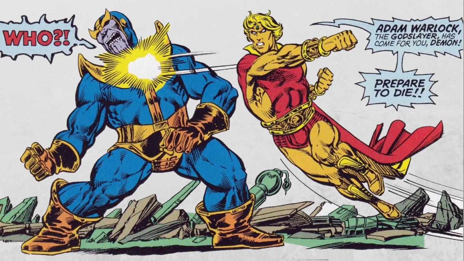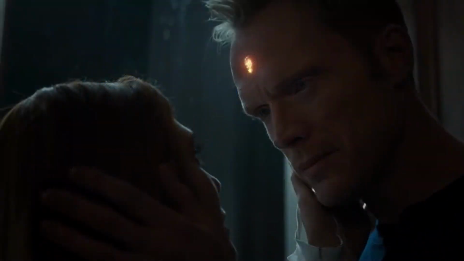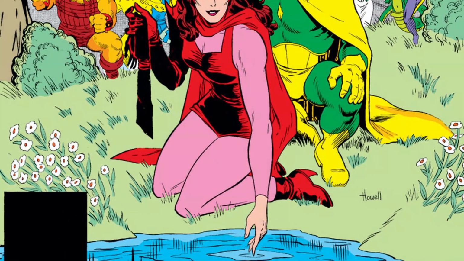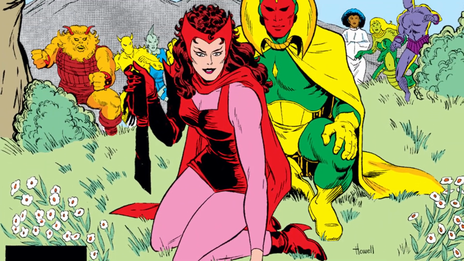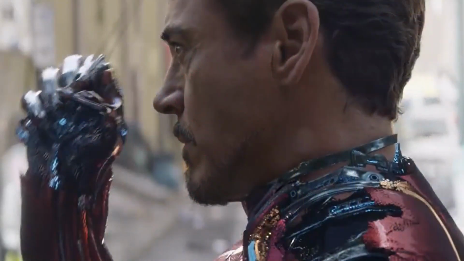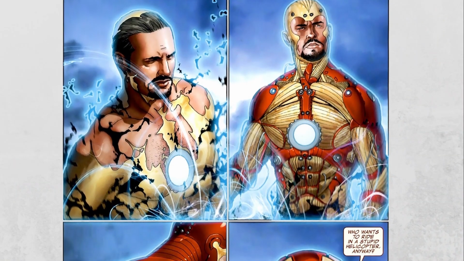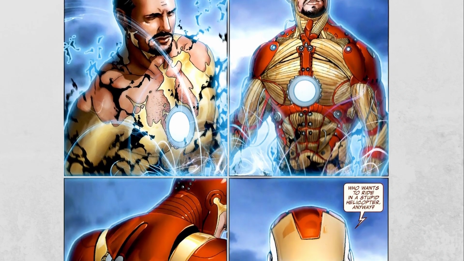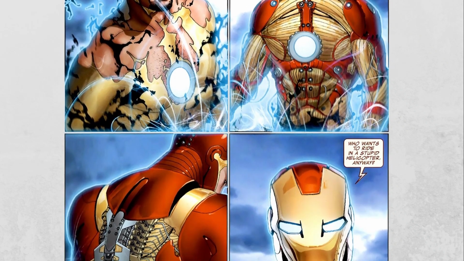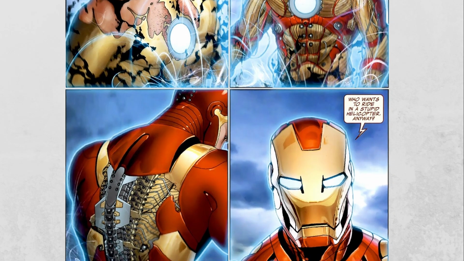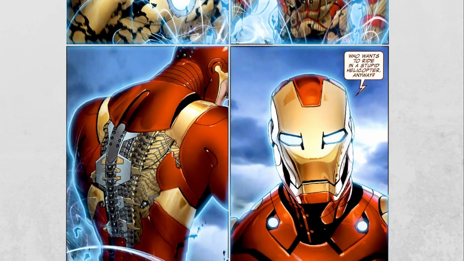I wouldn't be surprised if he shows up in the next one, honestly. Speaking of the Vision, we finally see him and Scarlet Witch together, much like they were in the comics, even going so far as getting married. We see Iron Man's new nanotech suit in this movie, which is very reminiscent of his Bleeding Edge suit from the comics. Developed by Tony Stark and Mr. Fantastic, the Bleeding Edge armor could liquefy so Tony could store it inside his own body.